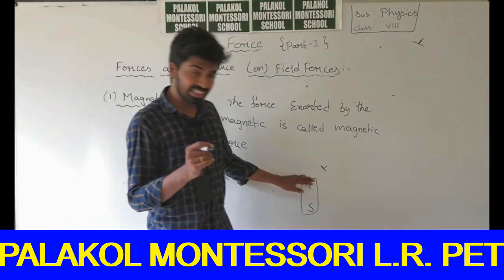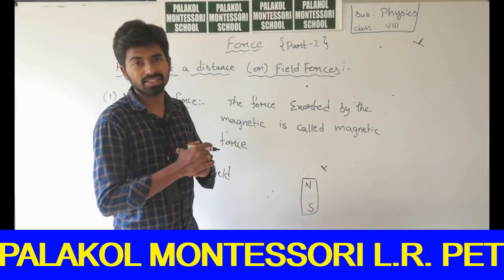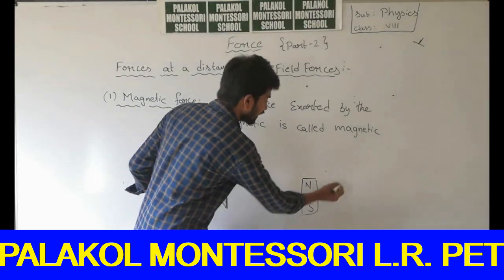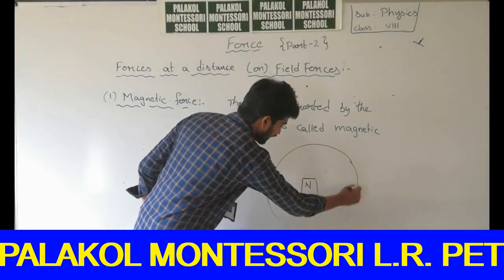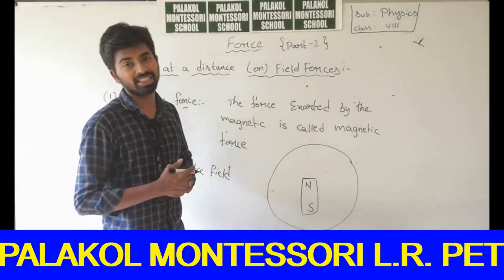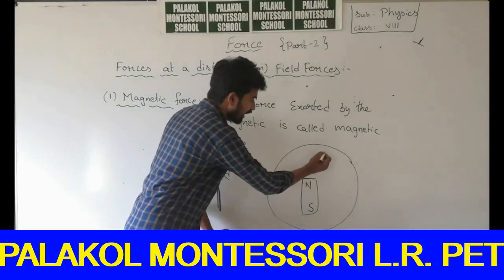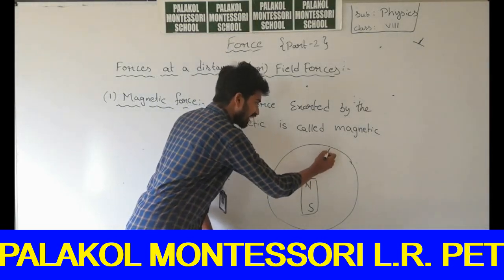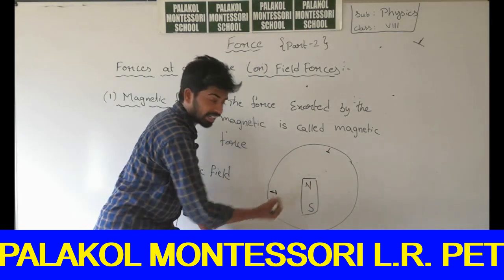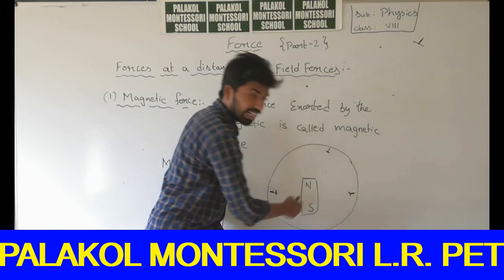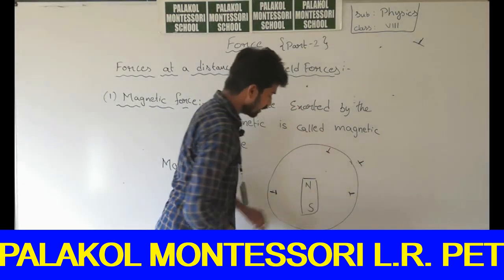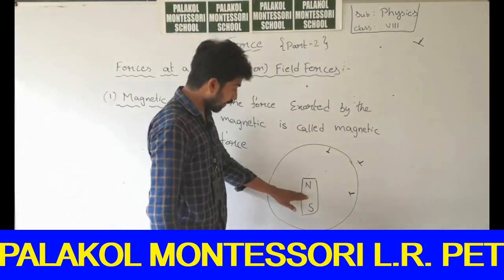So, this magnet can attract substances up to some distance only, up to some area only. Let us say this is the area around the magnet where it can influence others, where it can apply the force on another magnetic substance. For example, if you keep the nail inside this area, it will be attracted. If you keep the nail outside of this area, it will not affect the nail. It cannot attract the nail.